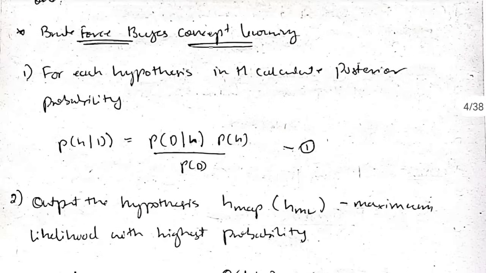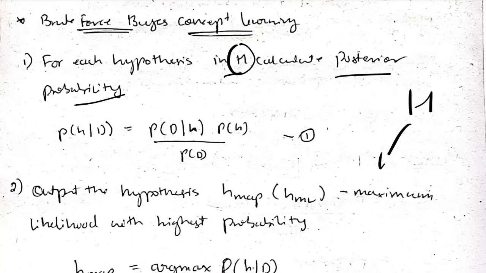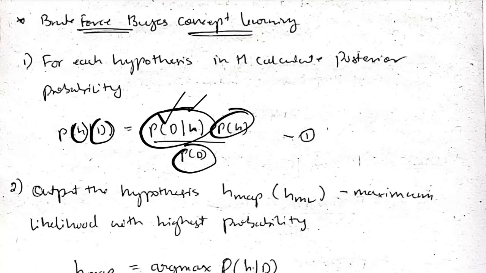So in brute force, for each hypothesis h in H, calculate the posterior probability. H has many small hypotheses like h1, h2 and so on. By that we will be calculating the posterior probability. We'll be writing the formula P of h given D, the training set, is equal to probability of D given h, times probability of h, divided by probability of D. This is the first thing we will be writing for brute force.